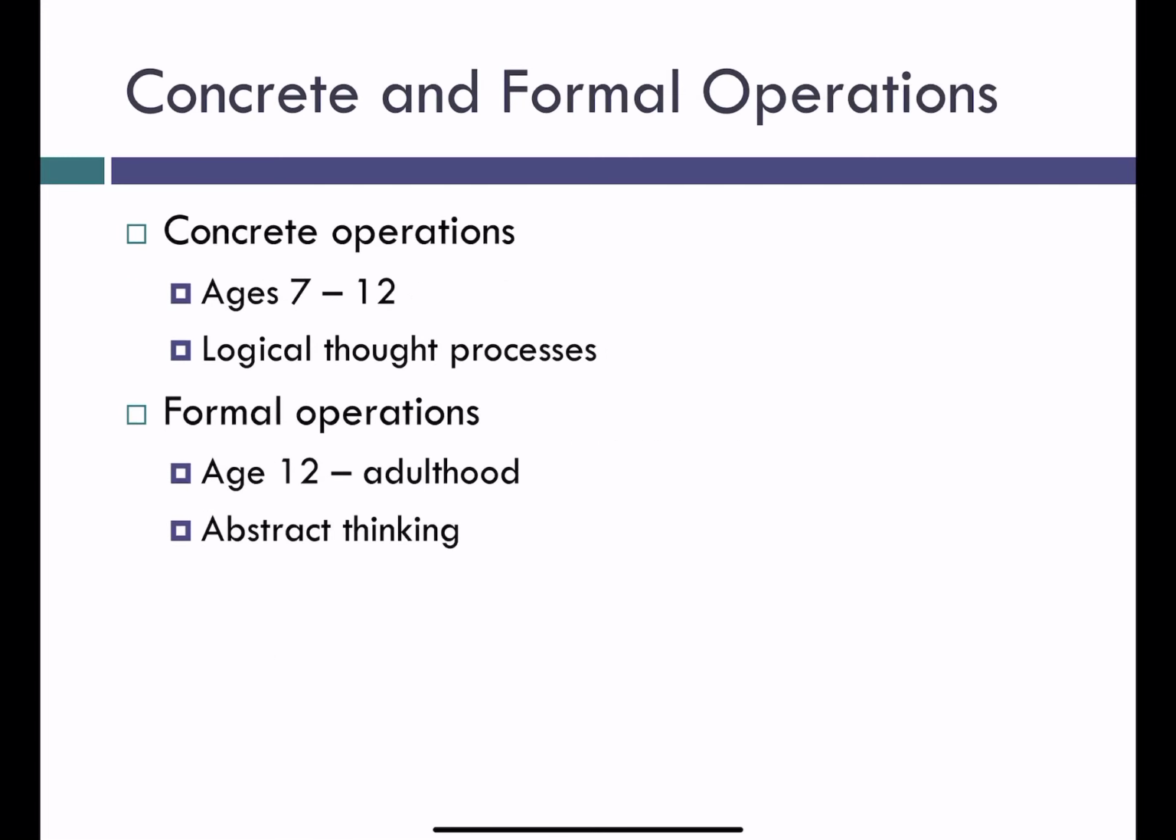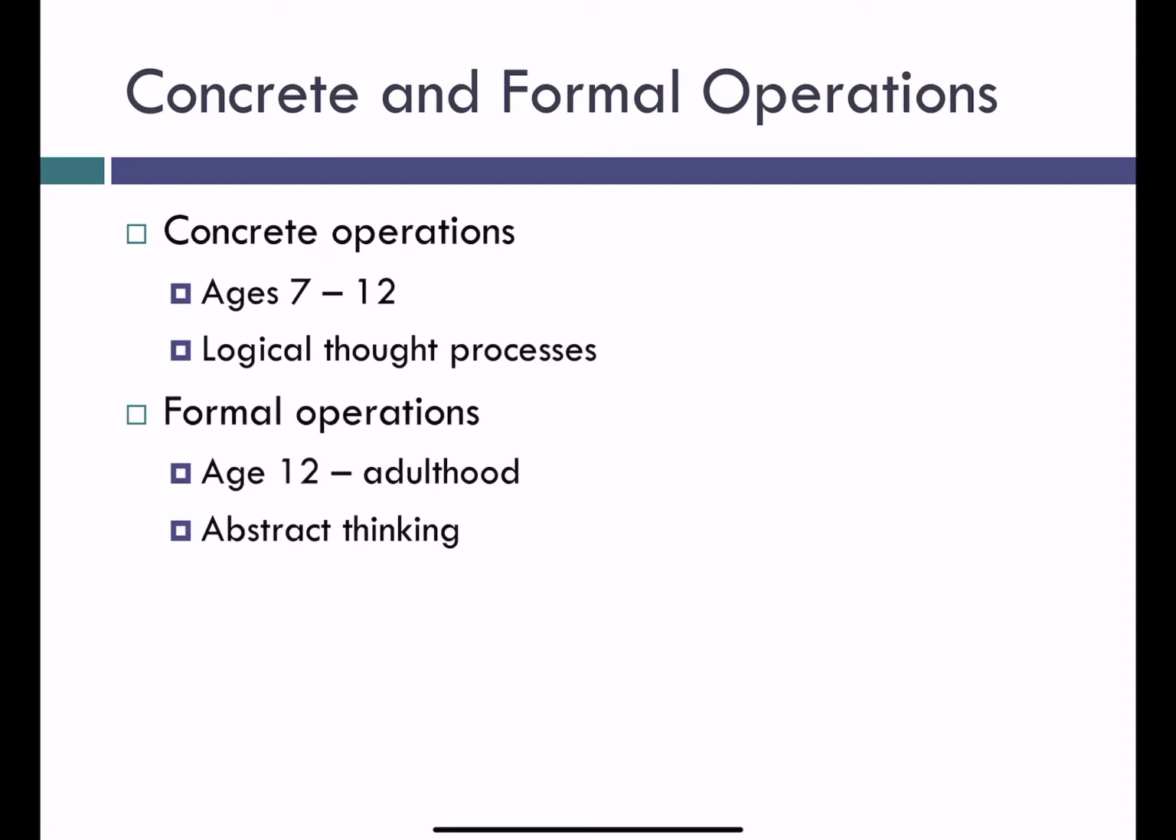Next, we have the concrete operation stage, which is ages 7 to 12. So these kids have mastered conservation. They're less egocentric, but they tend to be limited to really concrete tasks. So they're not very good at solving abstract problems. They need to have the things right in front of them. Even though they can think about them in a little more advanced way, they need those things directly in front of them.